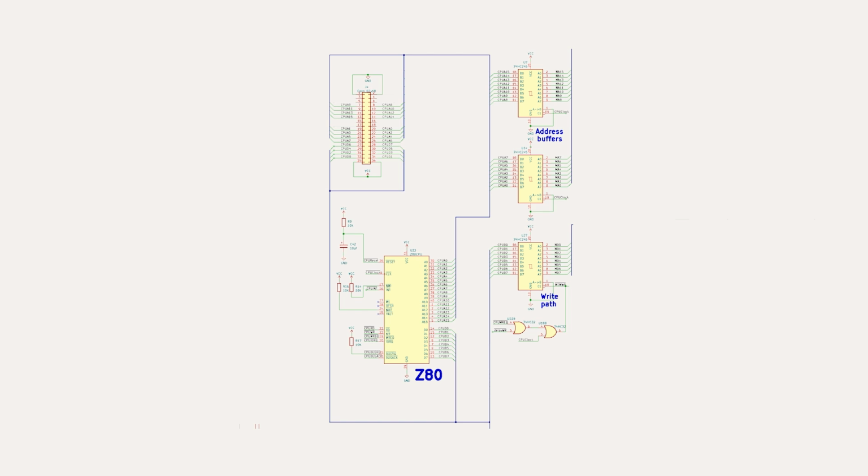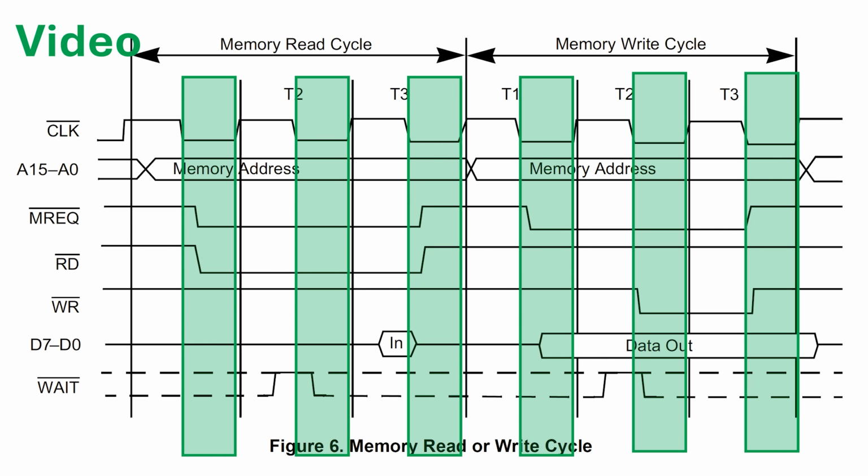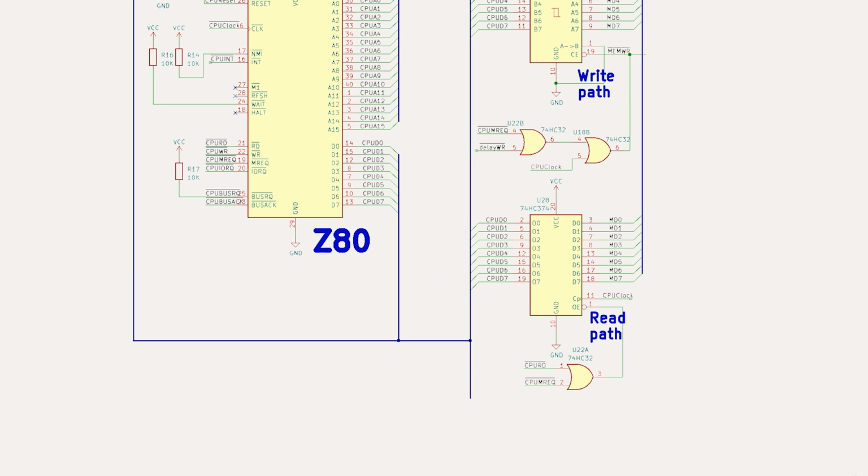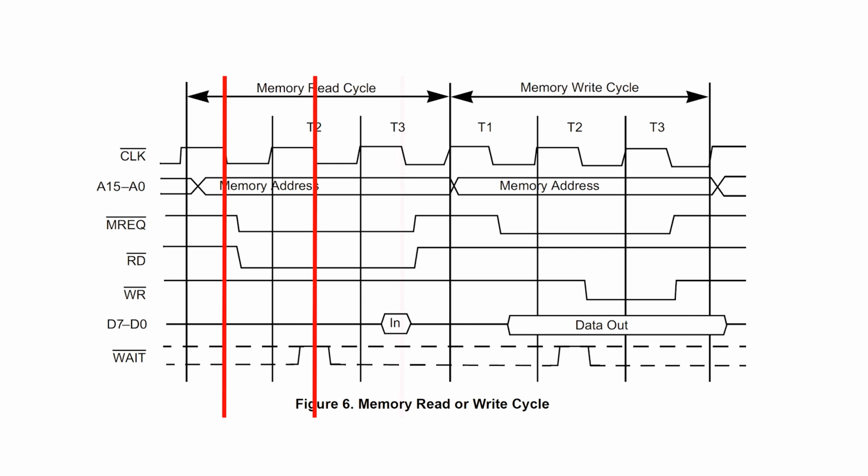That's the write pathway. The trick to making this design work is this 74HC374 octal D-type flip-flop in the read pathway, which transfers data from the memory data bus to the CPU data bus. We use this to hide the video memory data from the CPU. It's clocked on the positive edge of CPU clock, which is also the negative edge of CPU clock bar, so it means the data is latched on these red lines.